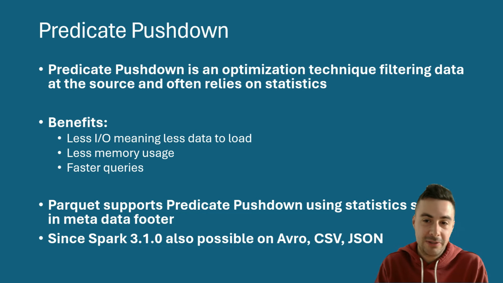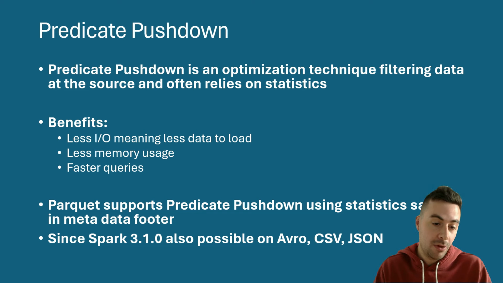In short, predicate pushdown is an optimization technique filtering data at the source and often relies on statistics, and the benefits are clear: less I/O, less memory usage, and then at the end, faster queries. And those statistics are saved in the footer of the Parquet file. And so it's not only available for Parquet, it's also available for Avro, CSV, and JSON, just a little bit less efficient because it does some Spark magic in the background. It's available since Spark 3.10.